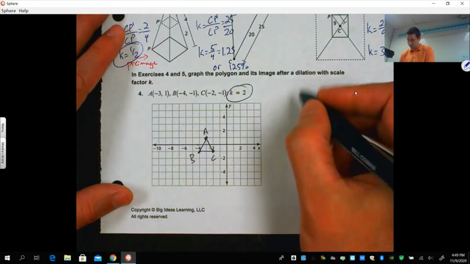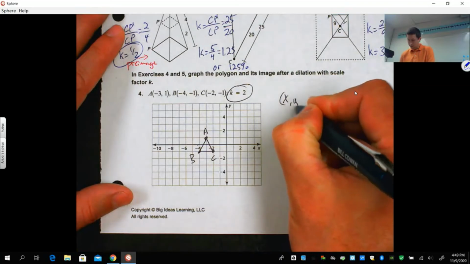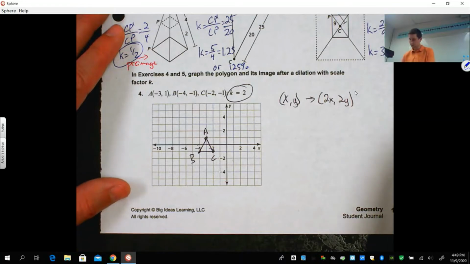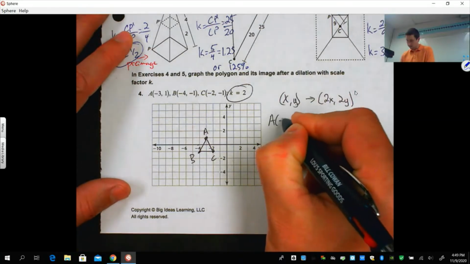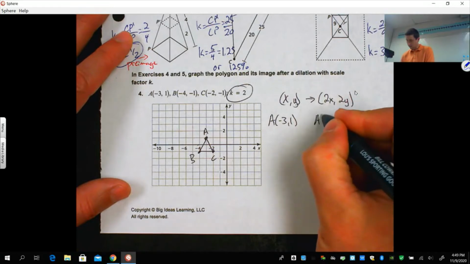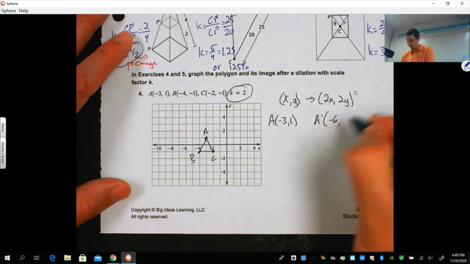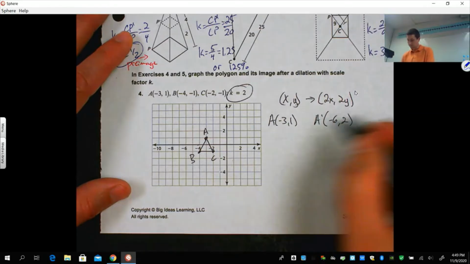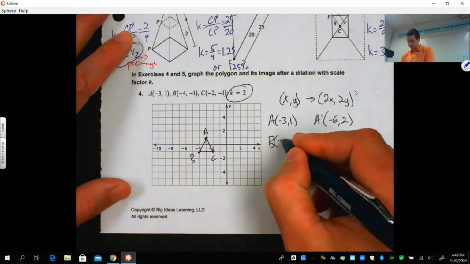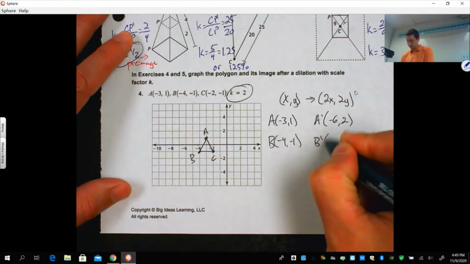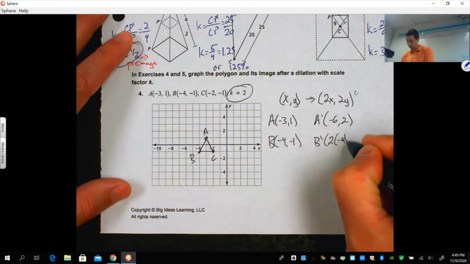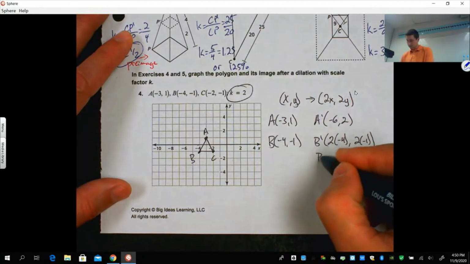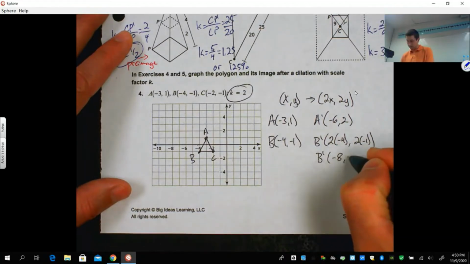K is 2. So I know my rule is going to be xy goes to 2x, 2y. So A is negative 3, 1. A prime is going to be 2 times x, negative 6, 2 times y, 2. So 2 times negative 3, 2 times 1. You can write those steps out if you want. B was negative 4, negative 1. B prime, you're going to take 2 times negative 4, and then 2 times negative 1. So we're going to get B prime to be at negative 8, negative 2.